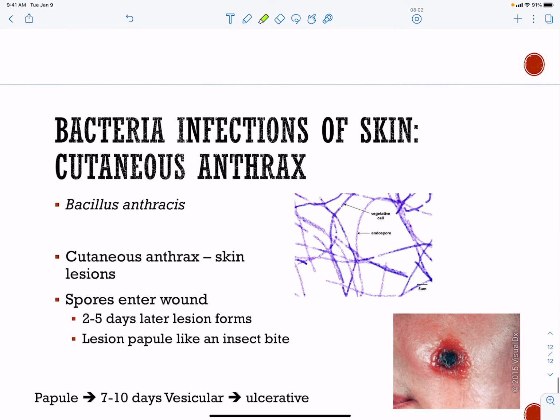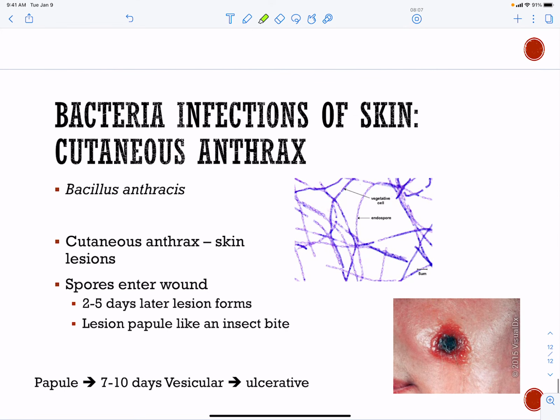And then finally, just really quickly about cutaneous anthrax. We often hear about anthrax as inhalation anthrax, which is very lethal. But Bacillus anthracis is also hanging out in the soil, and this guy can cause cutaneous infections of the skin. Cutaneous anthrax is a more common version of anthrax than inhalation anthrax.